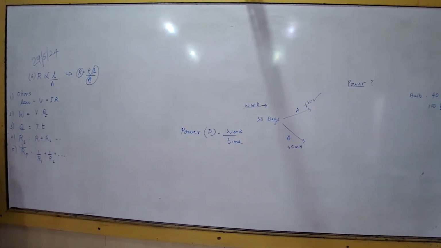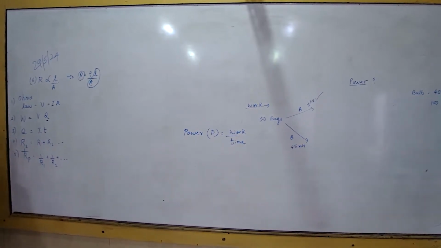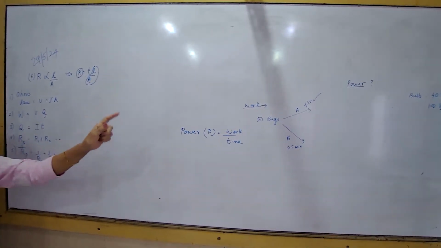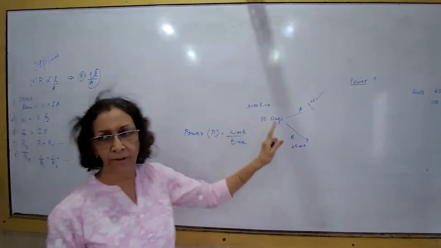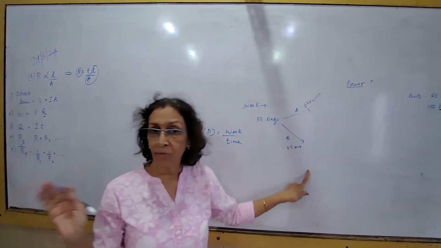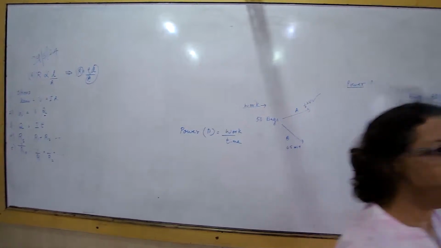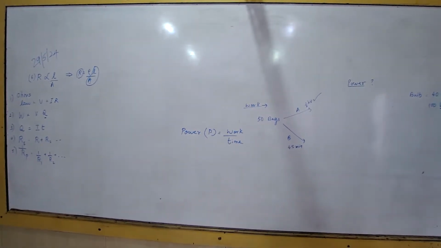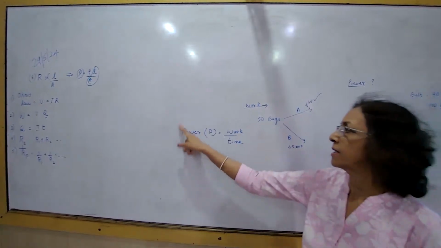More work in less time? It is the same amount of work, not more work. Work is the same in both cases. He is also transferring 50 bags, he is also transferring 50 bags. The work part of it is the same. Only the time taken is less, and therefore the power is more. Is that okay? Look at the formula itself.